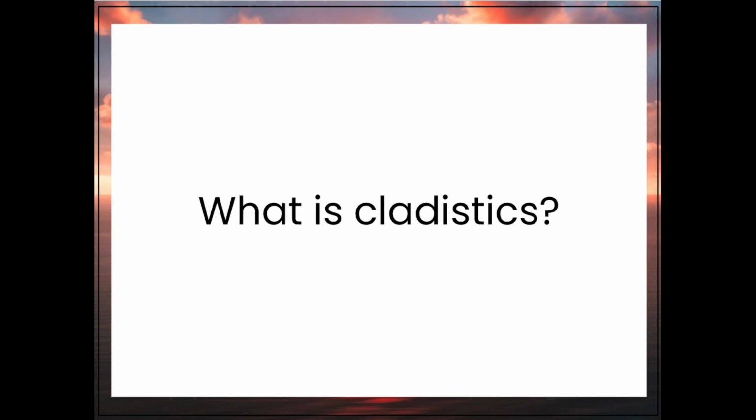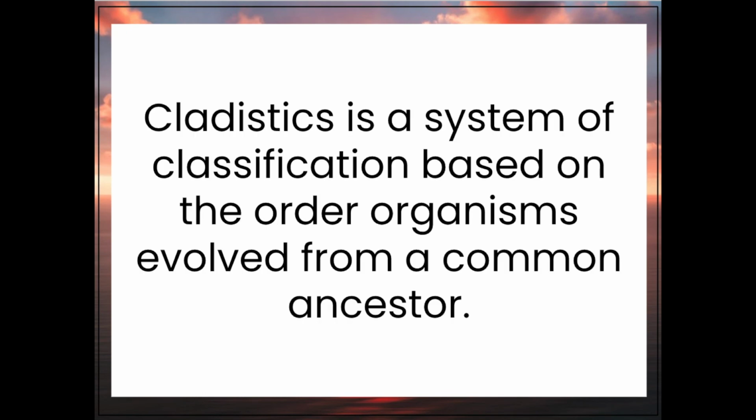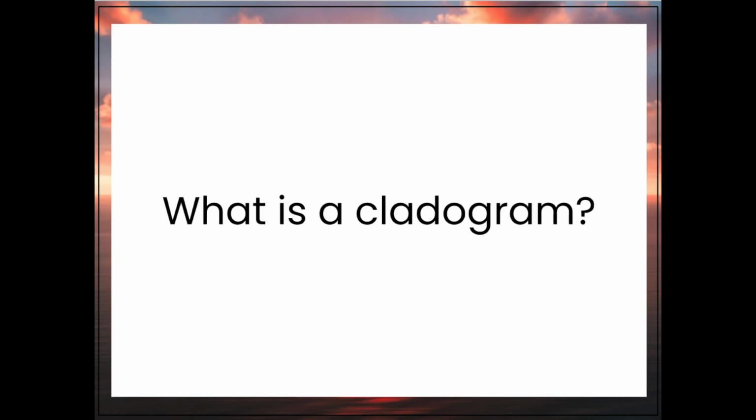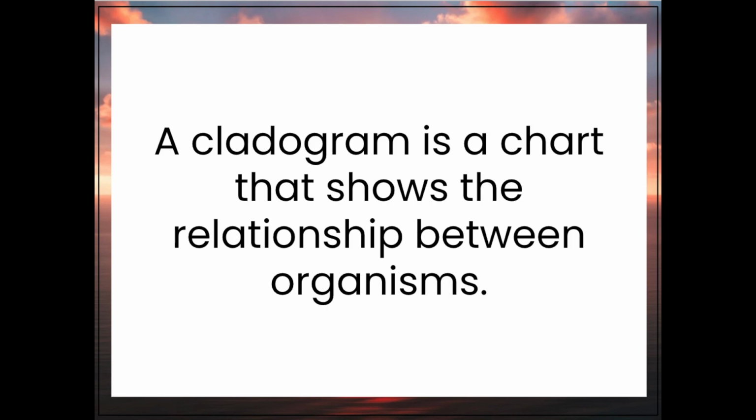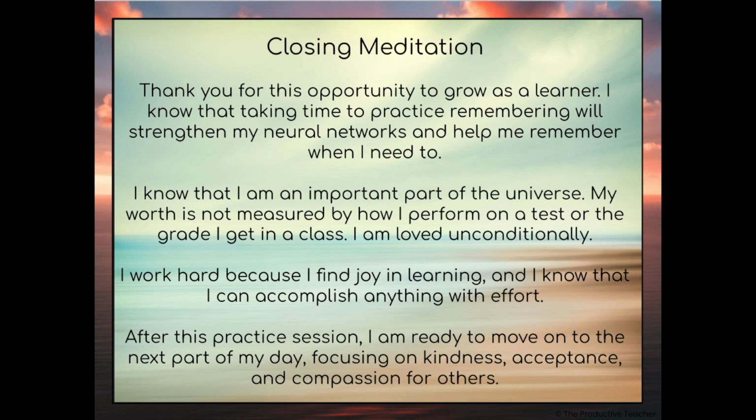What is cladistics? Cladistics is a system of classification based on the order organisms evolved from a common ancestor. What is a cladogram? A cladogram is a chart that shows the relationship between organisms.